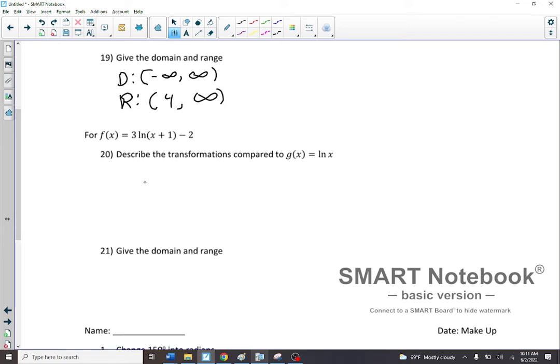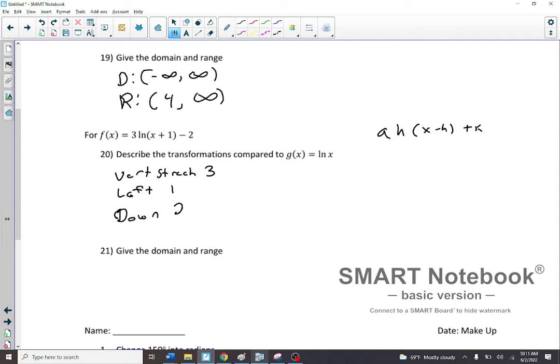All right, 20. Describe the transformations compared to this ln x. So the base form is a ln, or log it could be, x minus h plus k. A, k, and h do all the same things. So in this case, there's a vertical stretch by a factor of 3. It's going to go left 1, and it's going to go down 2.